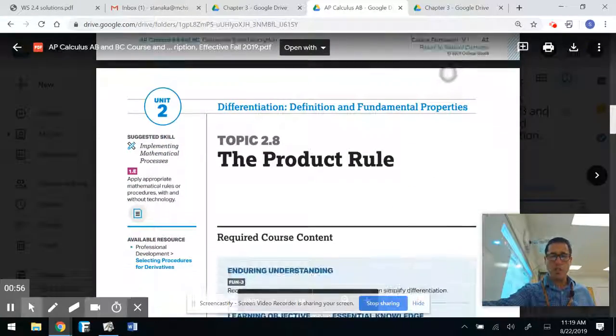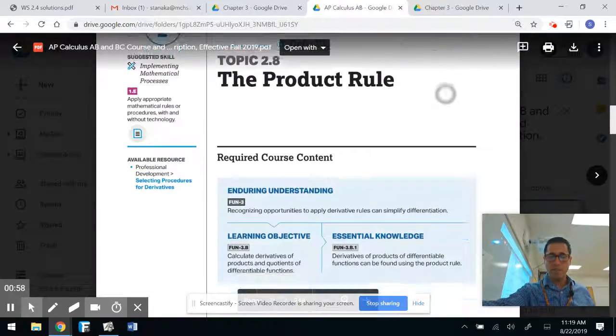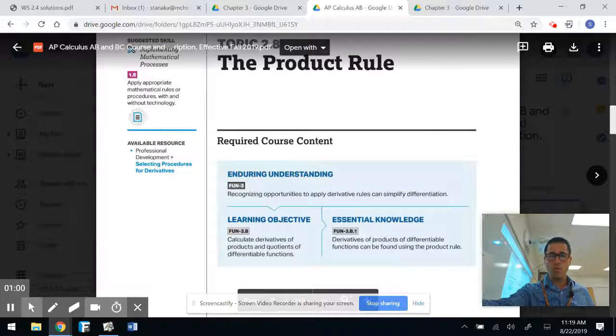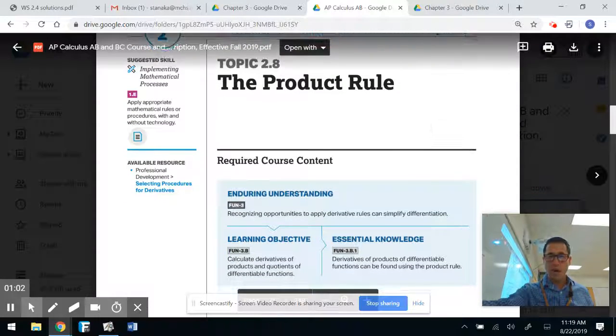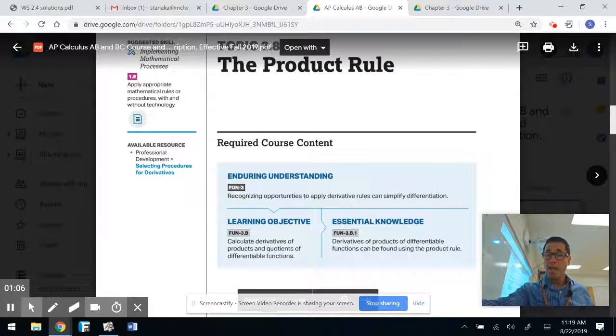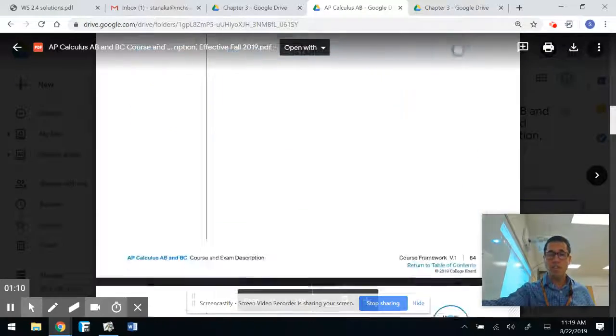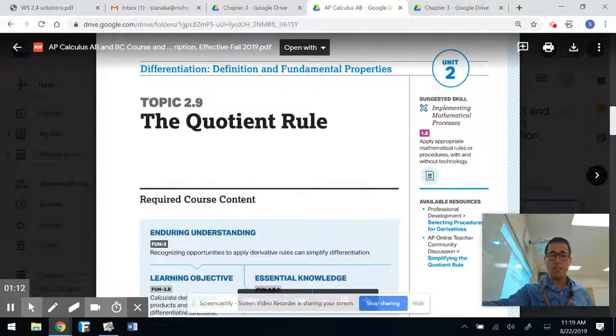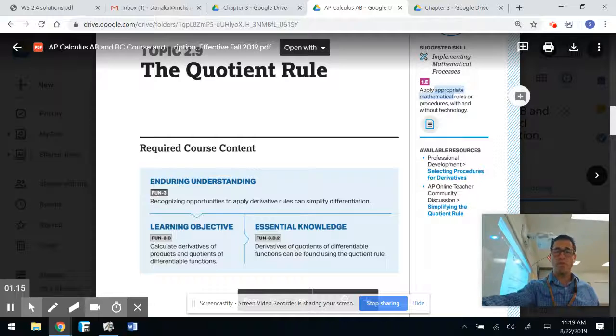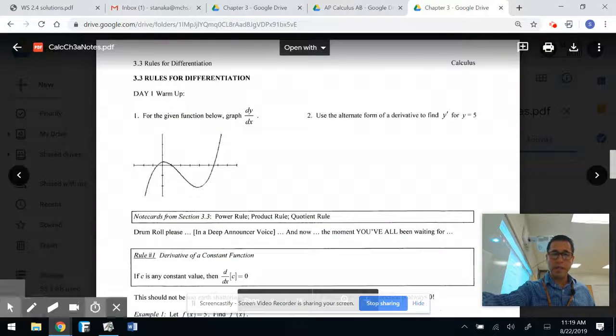But we are going to go into the product rule, which is a super cool shortcut for doing derivatives that we could otherwise do a really long way. The objective there is to calculate derivatives of products and quotients of differentiable functions. And 2.9, the quotient rule, has the same learning objective. All right, we're going to get started here.